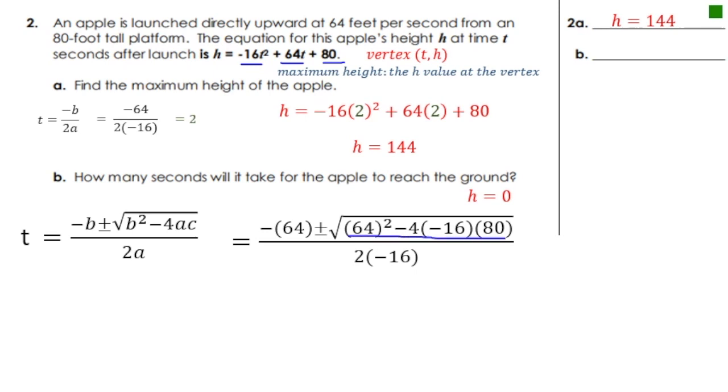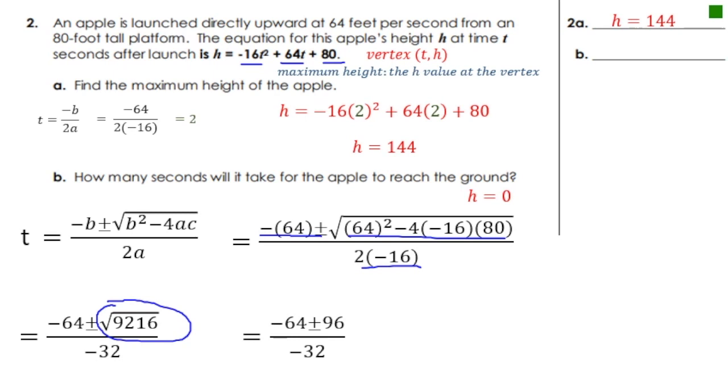Now it's just a matter of doing math. Remember, you want to do the inside first. You can also multiply the bottom. Carry that negative sign. There's negative 64 plus or minus radical 9216. Check to see if it's a perfect square. When you do that, you do find that it's actually a perfect square of 96. Now we do the math. Negative 64 plus 96, negative 64 minus 96, and then divide both by negative 32.